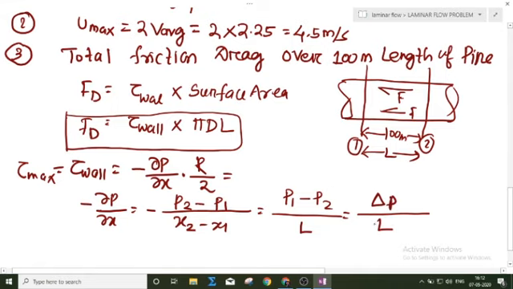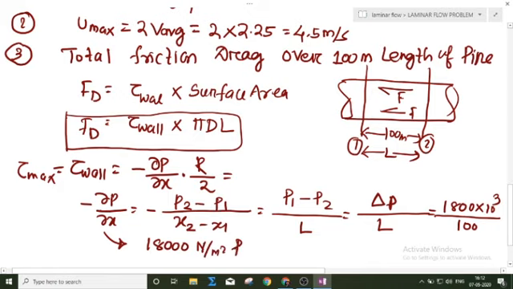What is this del P? Del P is given as 1800 kilopascal. So 1800 kilopascal means into 10 to the 3, converting to pascal. What is the length? This is 100 meter length. So this value is coming out to be 18,000 Newton per meter square per meter length of the pipe. Okay, now find out.